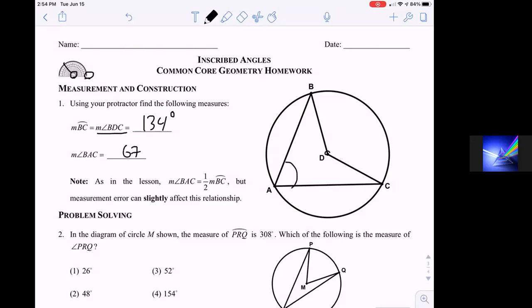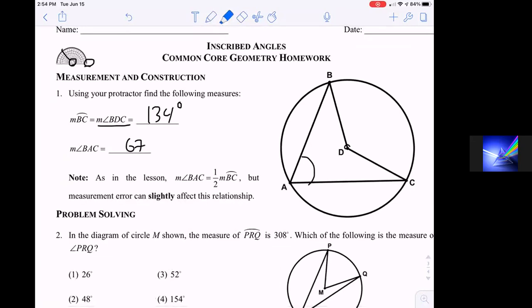And that makes sense because BAC is the inscribed angle, the angle that's inside the circle touching the circle. And the inscribed angle is always half of the arc that it intercepts. So since the arc angle was 134 degrees, 67 is indeed half of 134 degrees. So it does check out.